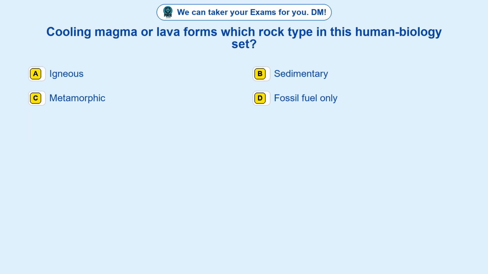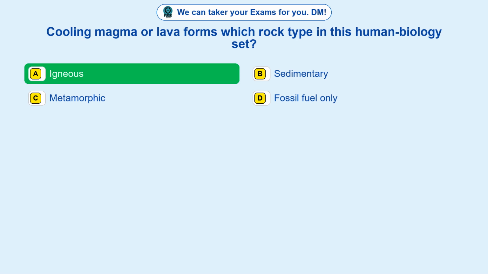Question 84. Cooling magma or lava forms which rock type in this human biology set? Option A, igneous. Option B, sedimentary. Option C, metamorphic. Option D, fossil fuel only. The correct answer is option A, igneous.